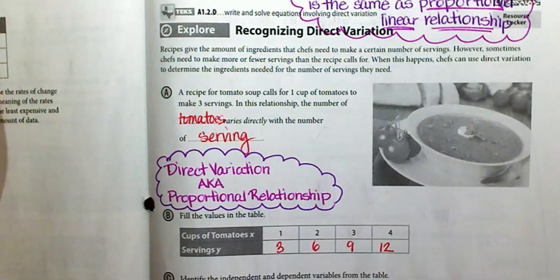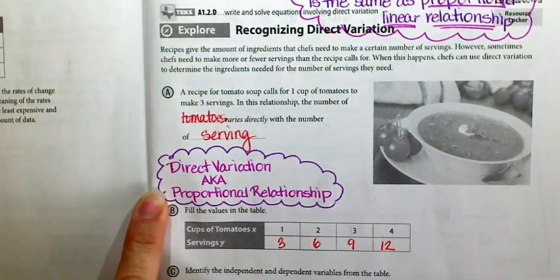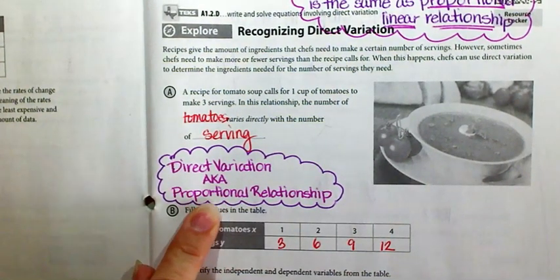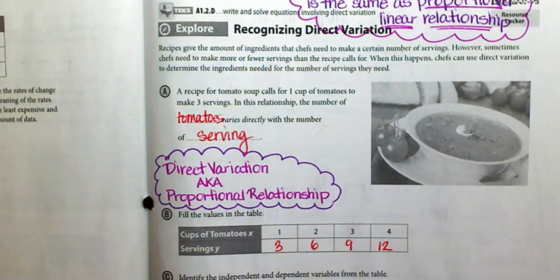It says a recipe for tomato soup calls for 1 cup of tomatoes to make 3 servings. In this relationship, the number of tomatoes varies directly with the number of servings. I don't know why there's not an S there, but anyway. Again, direct variation is also known as a proportional relationship. Here's the key, guys. If you plot out these points, it will make a straight line on a graph. But you also should keep in mind that if it's a direct variation or a proportional relationship, this line will go through the origin, 0, 0, okay?